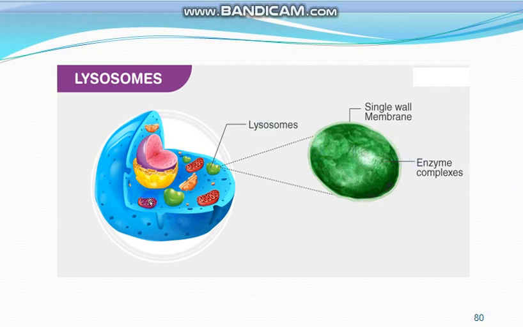This is the cell and this is the nucleus, and here in the cytoplasm the lysosome is present. And if we see the lysosome in the enlarged form, this is the single membrane of the lysosome, and inside this lysosome there are the hydrolytic enzymes or other enzymes. So this is the structure of the lysosome.